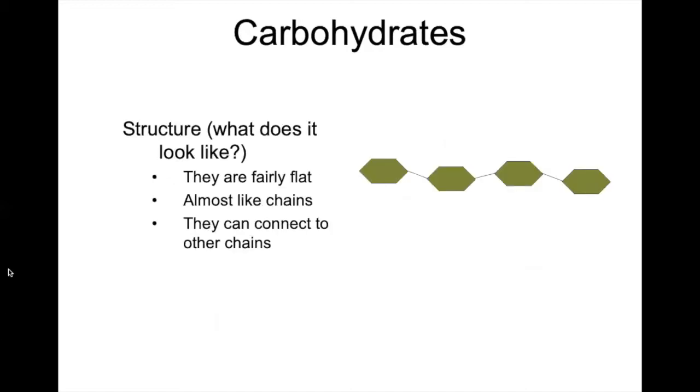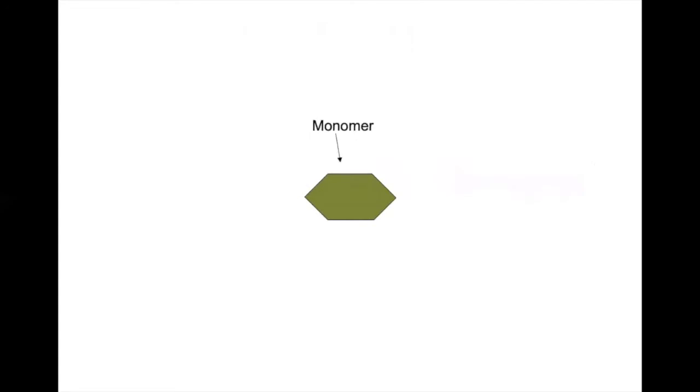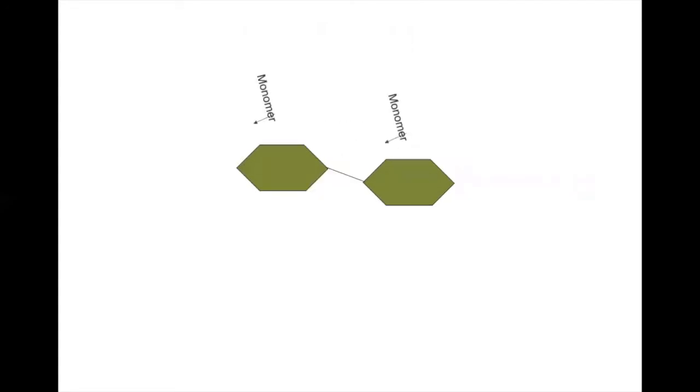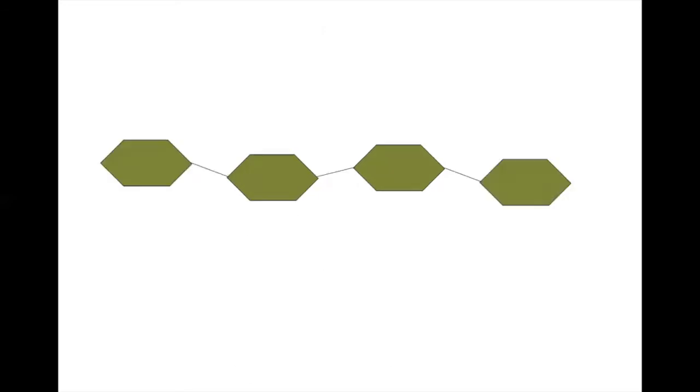What's the structure look like? Well, they're going to be fairly flat. Right? Each one of these represents a monosaccharide, what we're going to call glucose, and they're going to link together in a fairly flat plane. So here, that's one monomer. That's two monomers linked together. We call it a polymer. And then four of them linked together is still a polymer.